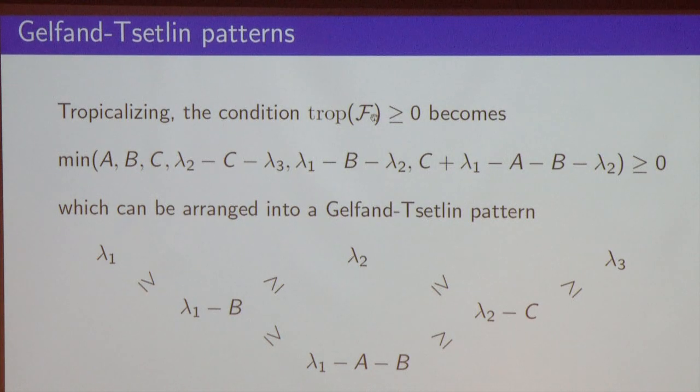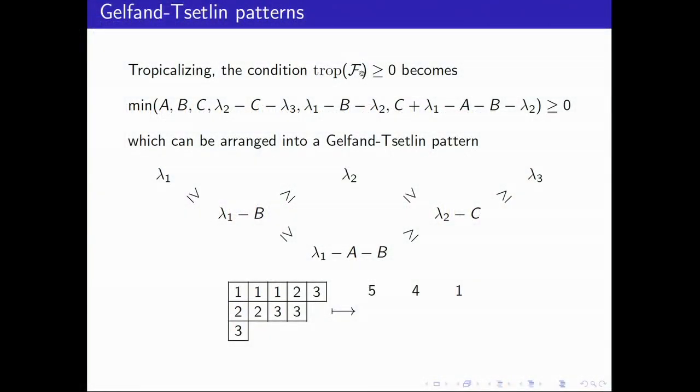I want to give the bijection between tableaux and these kinds of arrays. I'm going to do it for a bigger example because it's more instructive. If you give me a semi-standard tableau, which is a picture looking like this, so that the rows are weakly increasing and the columns are strictly increasing, to obtain the first row of this Gelfand-Tsetlin pattern, I write down the shape of this array. I just count the number of boxes in each row. So I'll see 5, 4, 1.